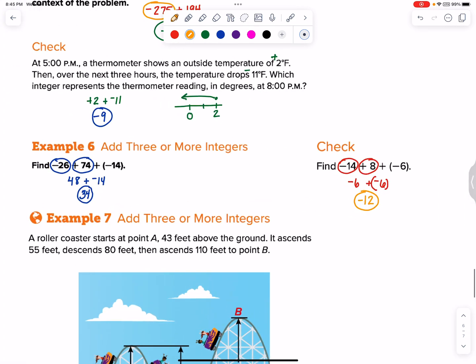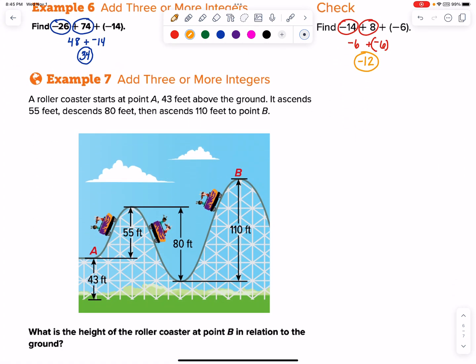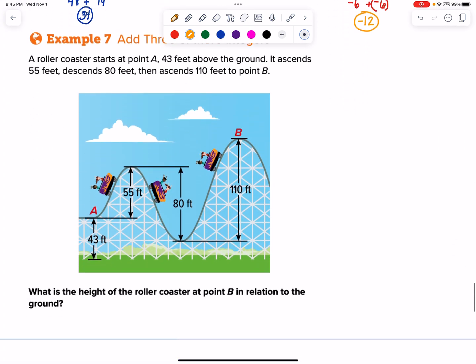All right. Now we have example 7, add 3 or more integers. A roller coaster starts at point A, which is 43 feet above. It ascends, then descends, then ascends. And you have to know ascends means goes up. Descending means going down. What is the height of the roller coaster at point B in relationship to the ground?